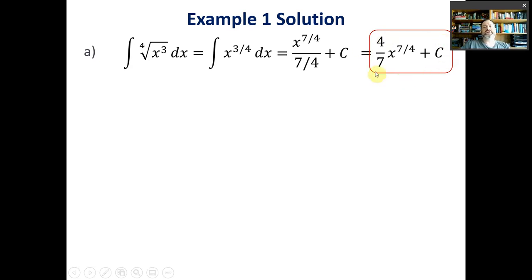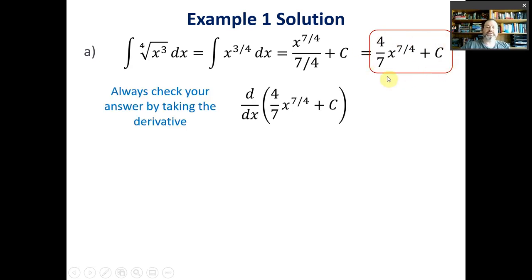And again, just like in 3.9, you can check your answer by taking the derivative. So the derivative of this, right, multiply the power. So 7/4 times 4/7 is 1. Drop the power by 1. 7/4 minus 1 is 3/4. And then the derivative of a constant is 0, and you just get x to the 3/4. So you don't have to show a ton of work for this stuff, okay?